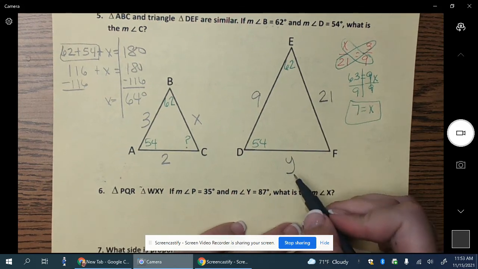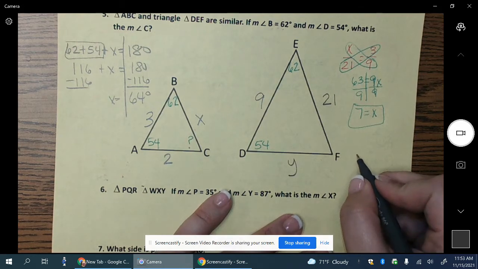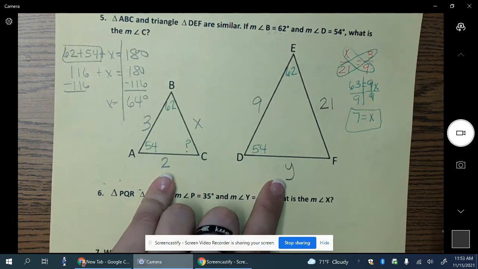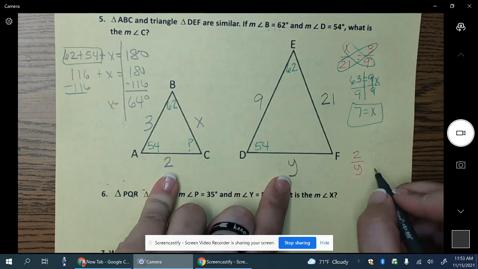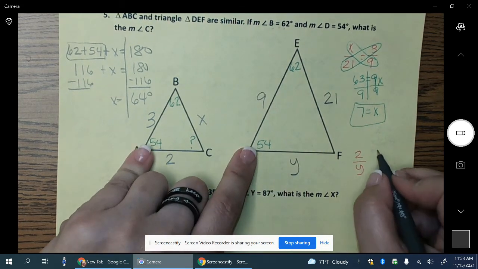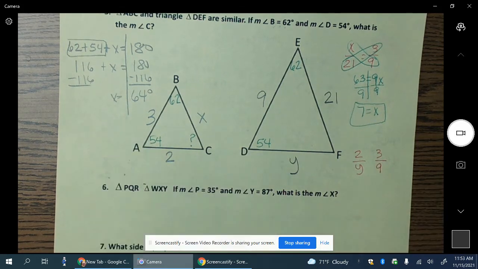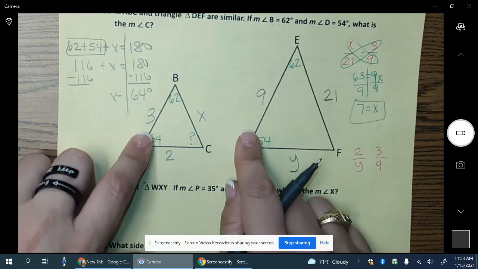So now I want to find y. Who's with y on the other triangle? 2. I just made them up. I gave them to y'all. Okay. So 2 is in the same place as y. And then we have 3 in the same place as 9. Okay, wait. Why? 3 and 9 are the sides. Oh.